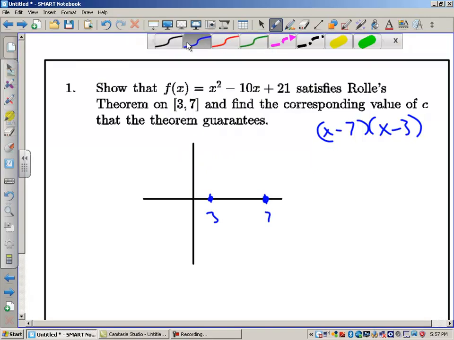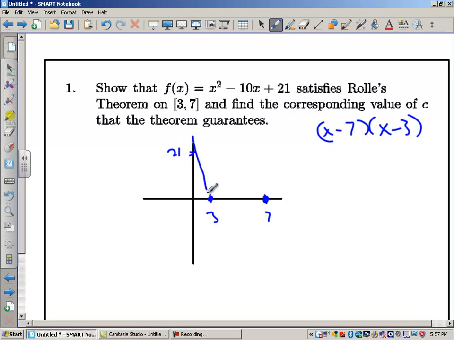Up here at 21 is our y-intercept. And so we know quadratics just come down here like this. I don't know how low it goes. We'll answer that in a few days, though. We'll find maximums and minimums. So it looks something like this.